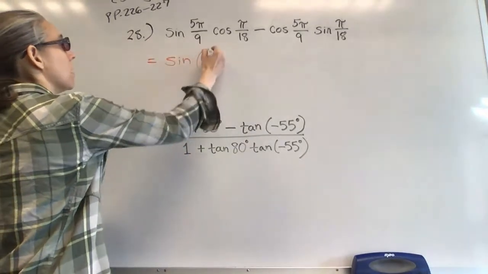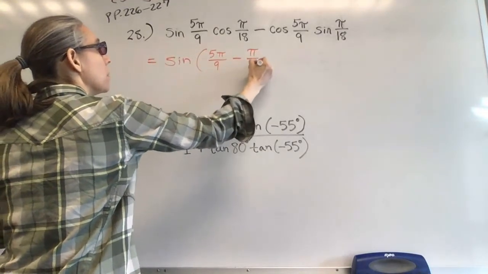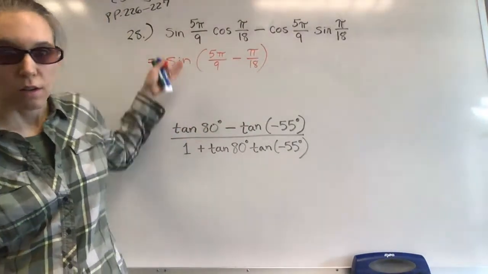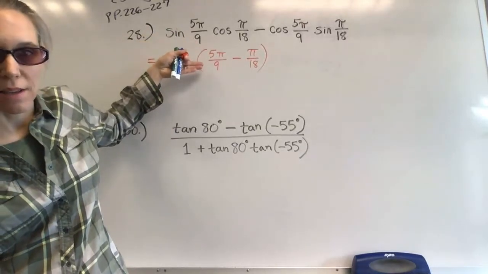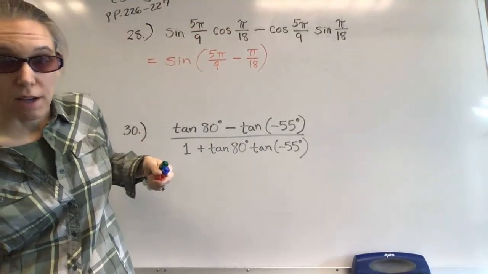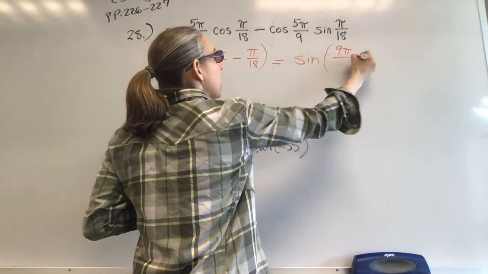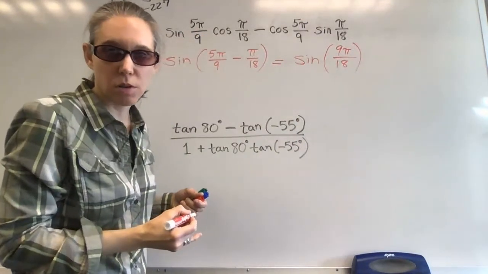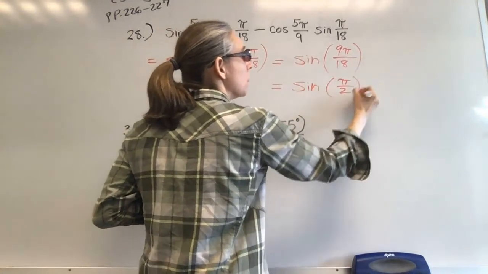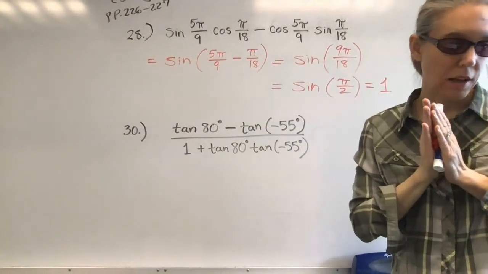Sine of A minus B. All right, so now, of course, they need a common denominator. 5 pi over 9 is the same as 10 pi over 18. 10 pi minus 1 pi is 9 pi. So this is sine of 9 pi over 18, which is, of course, the sine of pi halves, which is 1. Yay.